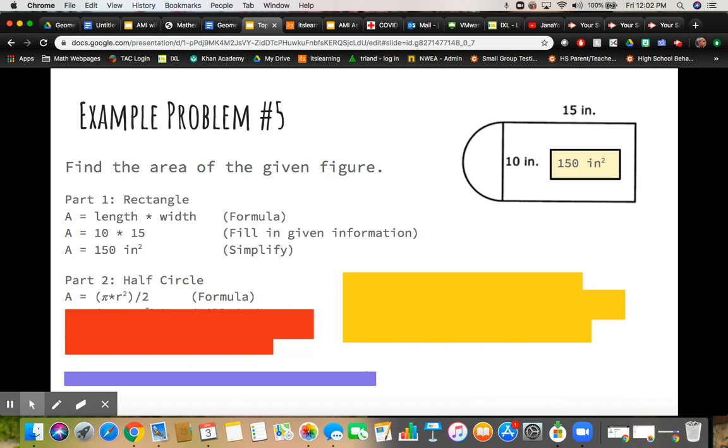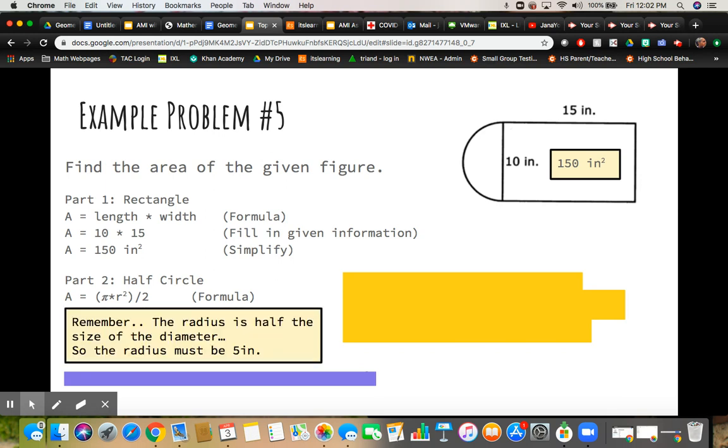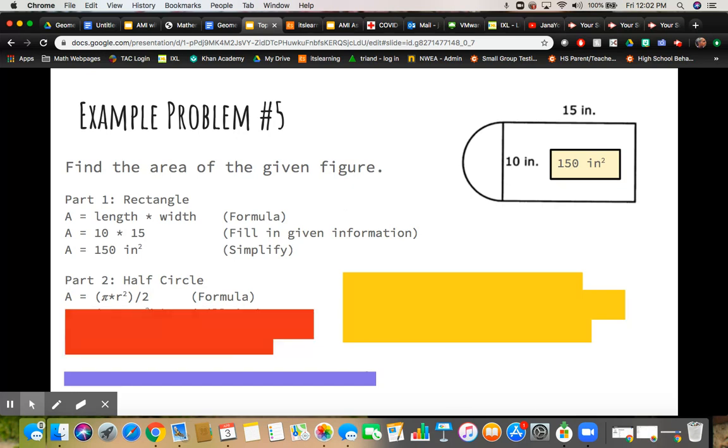Well, my R resembles my radius, but I'm only given the diameter, which is 10. If we just recall real quick, the radius is half the size of the diameter. So if I cut this diameter in half, this portion and this portion are both 5. So the radius must be 5 inches. With that being said, let's plug in 5 for our radius.